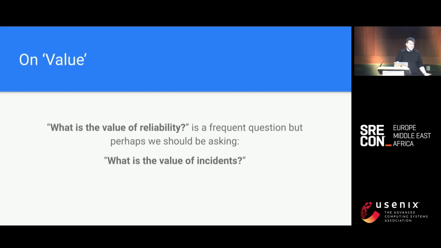And this is significant and material because it is in those terms that the rest of your organization defines value. There are teams within your org that are preoccupied with making sure that users can do stuff, that we get new users. So potentially the question of, like, what is the value of incidents is a more powerful one that we can ask when we are having the inevitable prioritization conversations.